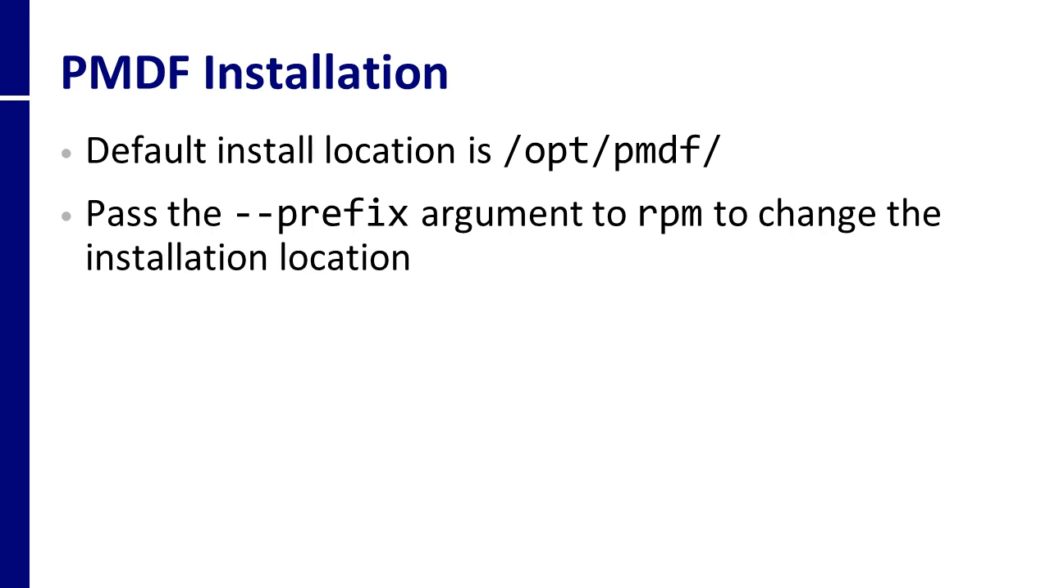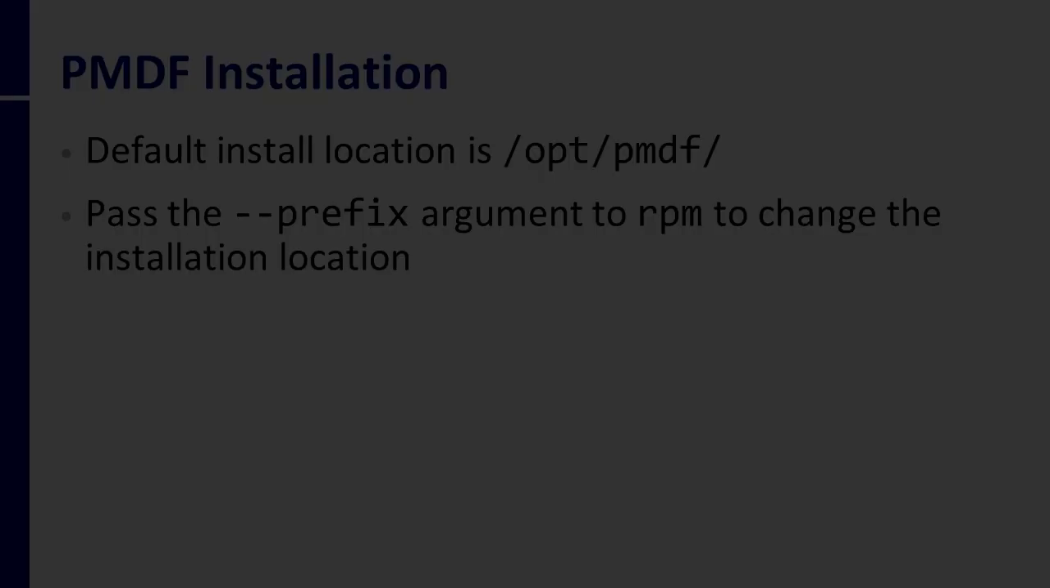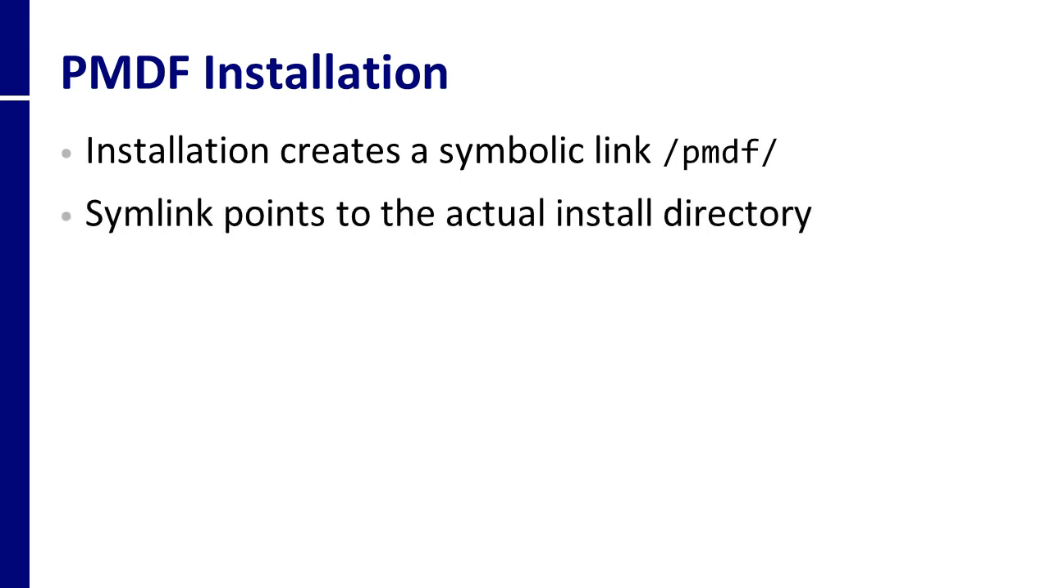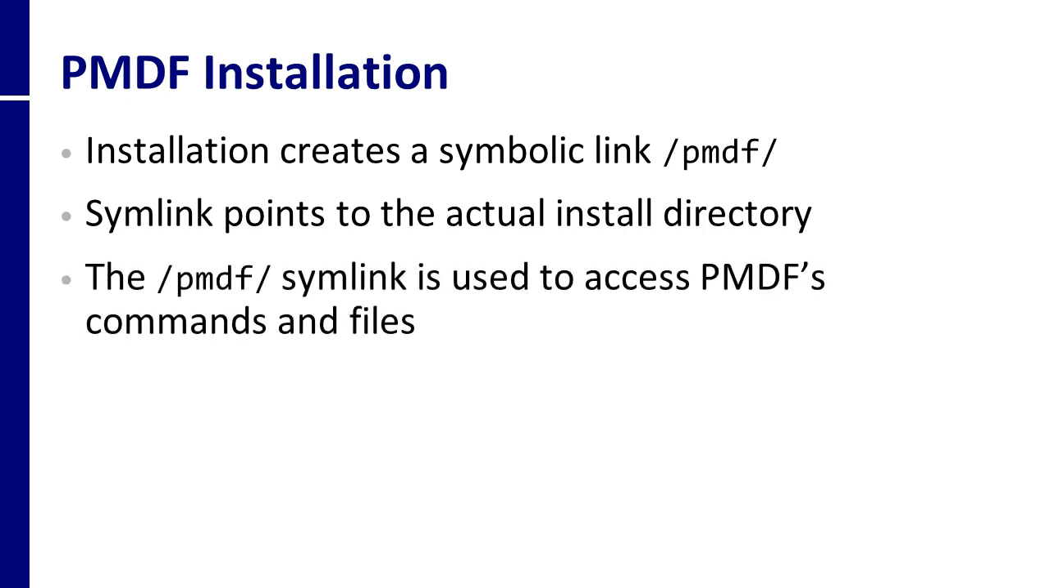If you install PMDF in a non-default location on your system, pass the --prefix option to the RPM command. For example, this command will install PMDF in the /usr/pmdf directory. Regardless of where you choose to install PMDF, the installation will correctly create the PMDF symbolic link that points to the install directory. That symlink will be what you use to access all PMDF commands and files, regardless of the install directory.